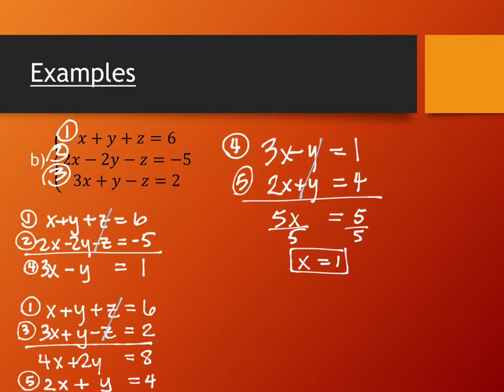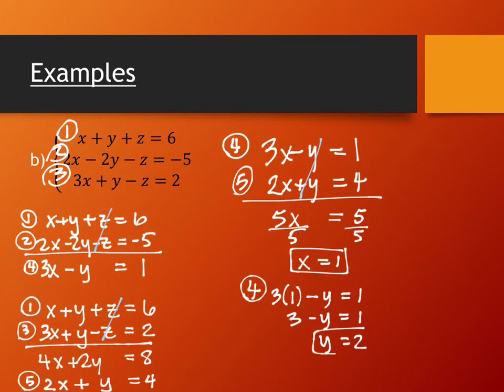Now, do you want to take equation 4 or equation 5 next? 4. All right, equation 4 is 3x, and x is 1, minus y equals 1. So I have 3 minus y equals 1. You might just be able to look at that and tell me what y has to be instead of actually solving. Yeah, y's got to be 2. It's the only thing I can take away from 3 to get 1. If not, you can move it and divide and all that stuff. Okay. So y is 2.